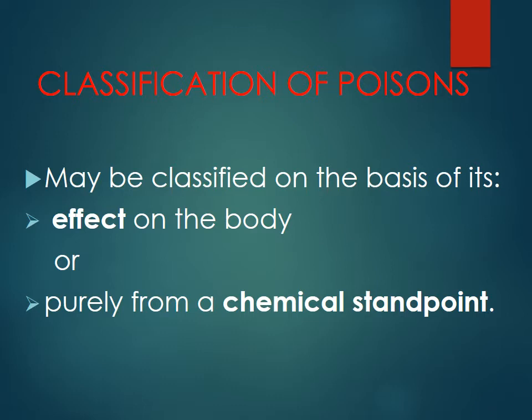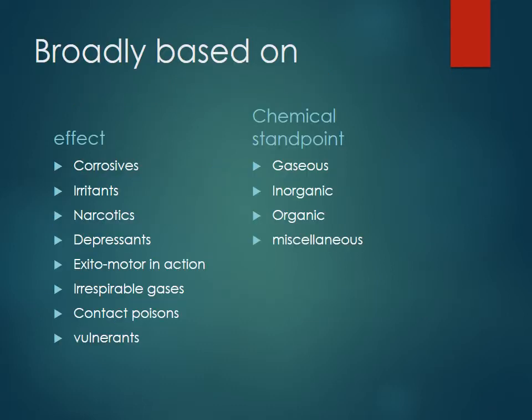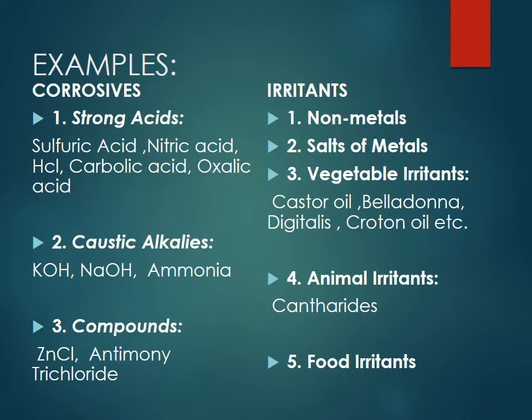Poisons may be classified on the basis of their effect on the body or purely from a chemical standpoint. So, broadly based on the effect: corrosives, irritants, narcotics, depressants, excitomotor inaction, irrespirable gases, contact poisons, vulnerants. On the other hand, from its chemical standpoint, is it gaseous, inorganic, organic, or miscellaneous? Examples, corrosives like strong acids, for example, sulfuric acid, nitric acid, carbolic acid, and so on and so forth.